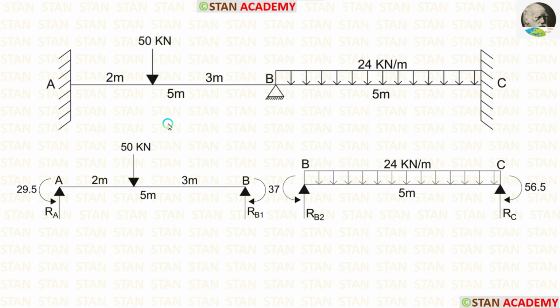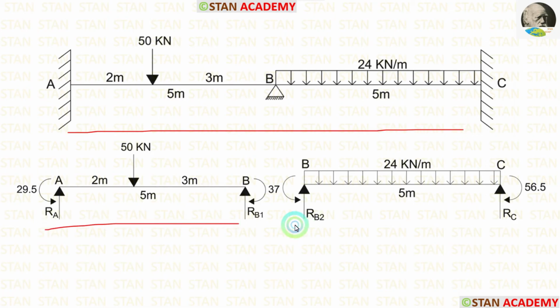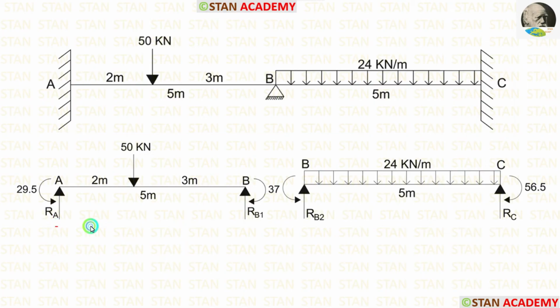Now let us calculate the reactions. To calculate the reactions, we have to split the beam according to the spans. There are two spans AB and BC, so we have to split the beam into two parts. In the span AB, MA will be acting in the anticlockwise direction and MB will be acting in the clockwise direction. In the span BC, MB will be acting in the anticlockwise direction and MC will be acting in the clockwise direction. Now let us take the span AB and calculate the reactions.